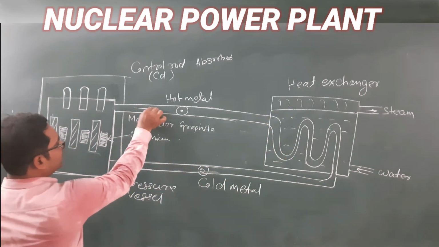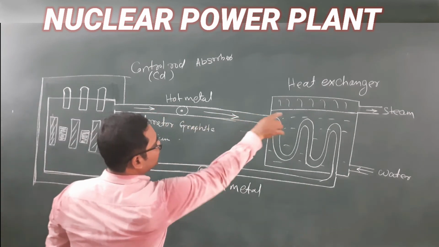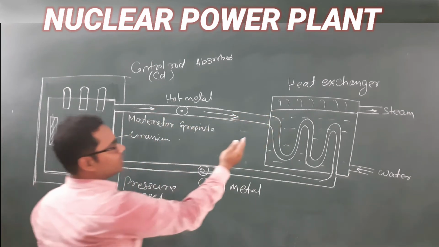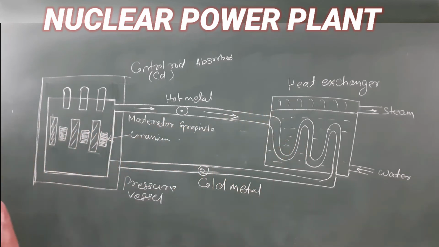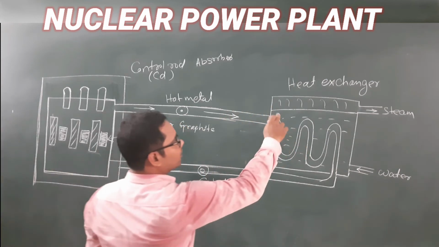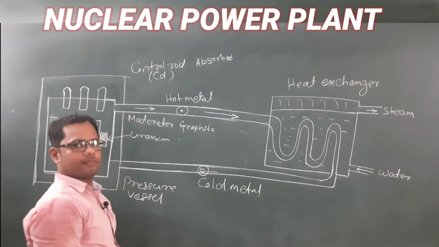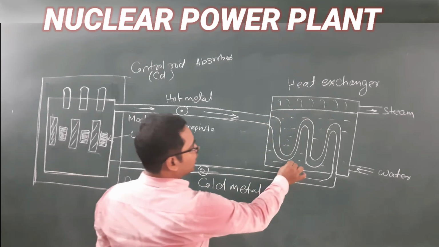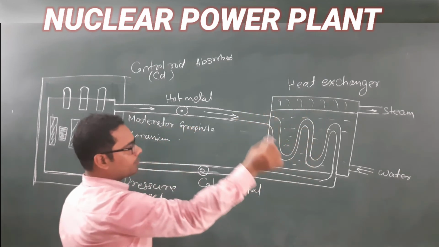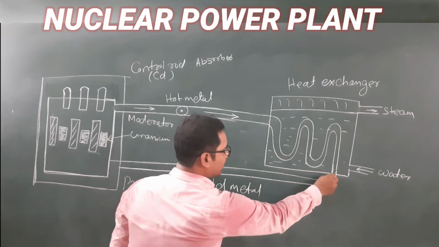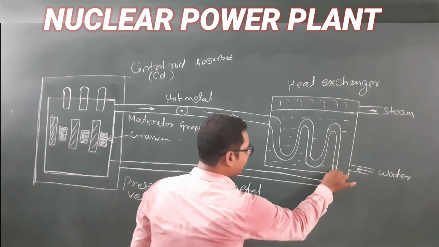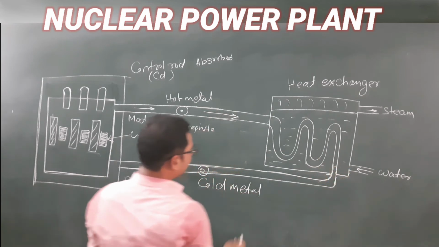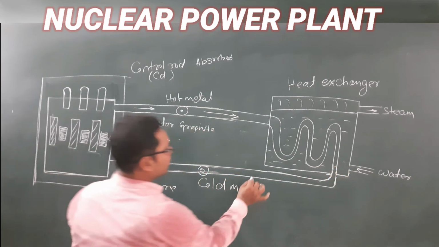Okay, here what happens? Whenever the hot metal is transferred to your heat exchanger, the heat will go to your water, and the water is converted to steam. That steam will go for production of electrical energy, for the movement of your turbine. After that the hot metal will get cooled and it will be fed again into the reactor.